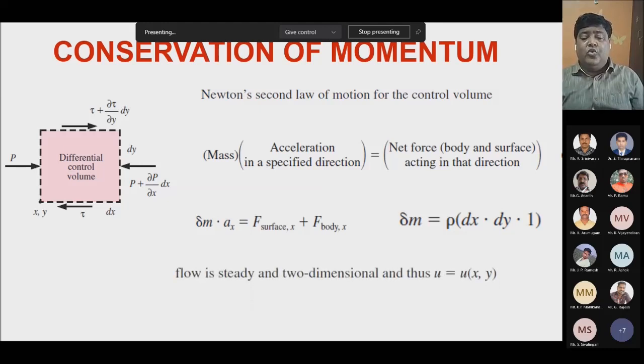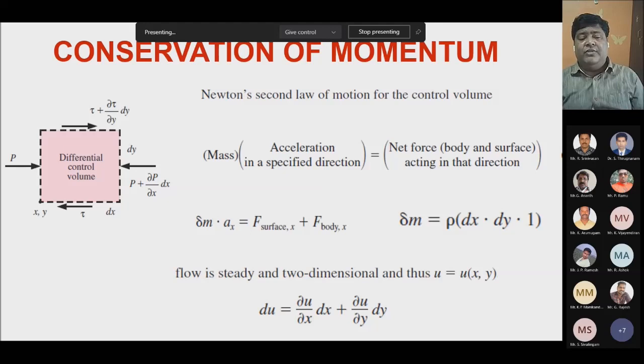Since the flow is steady and two-dimensional, properties do not vary with time. They may vary with location, but not with time, and it is two-dimensional, so it is moving in the x and y directions. In that case, the x component of velocity will vary in x and y direction. So the change in velocity du can be represented by partial differentiation: dou u by dou x into dx, because velocity changes in x. At the same time, velocity also changes in y, so you have two components coming into play.